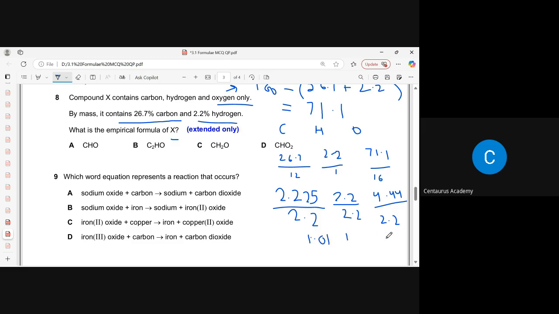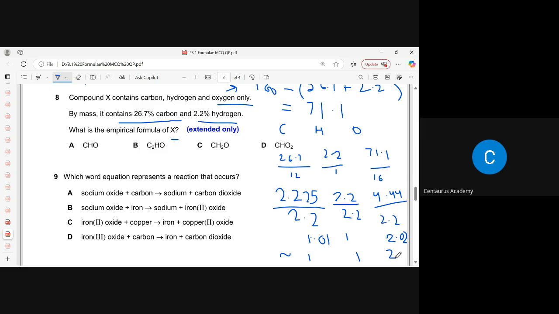The next one is 2.01. No, actually, it's 2.02. Now we are able to conclude that carbon is 1, hydrogen is 1, and oxygen is 2 approximately.